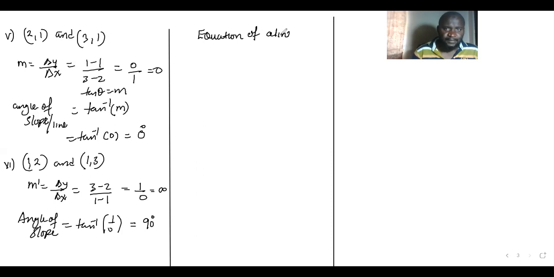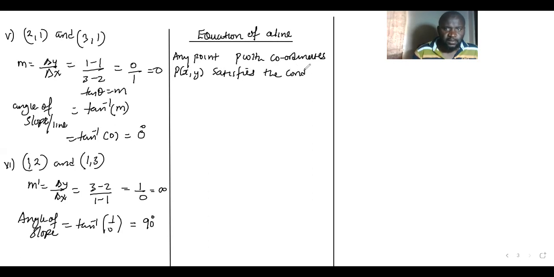So we have to now advance to what we call the equations of a line. According to this, any point P with coordinates (x, y) satisfies the condition for finding the equation of the line, the straight line.